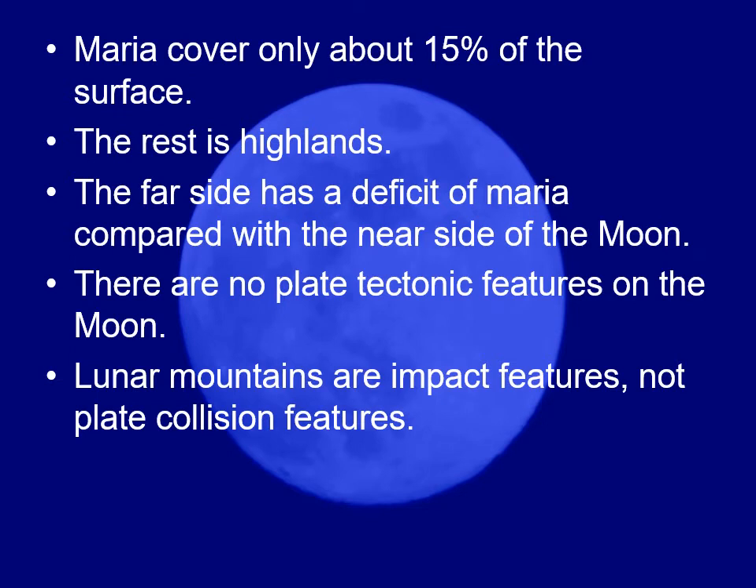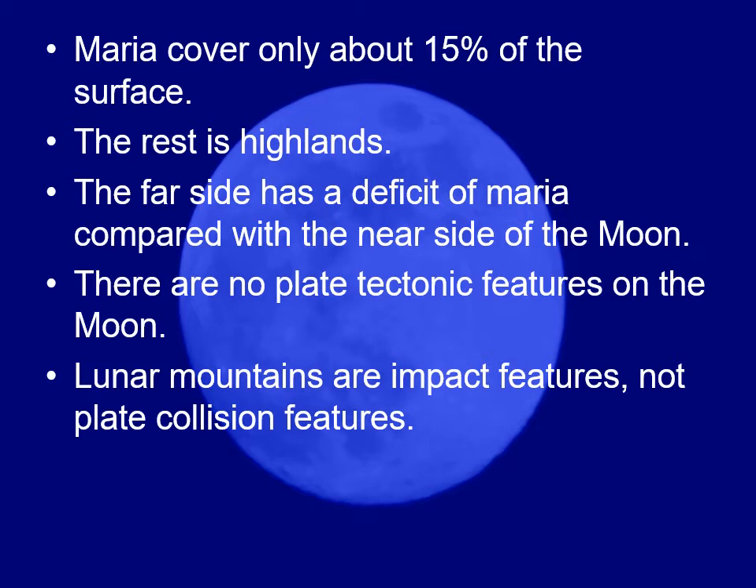The seas actually only cover about 15% of the total surface of the moon. Again, the far side has very few. And so, why is this the case? Well, when we study the moon a little further, we find out there are no subduction zones, no places where plates are running into each other, no rifts, no plate tectonic features whatsoever on the moon. There are some mountains on the moon, but the mountains are not because of plates colliding and shoving material up. They appear to be impact features.